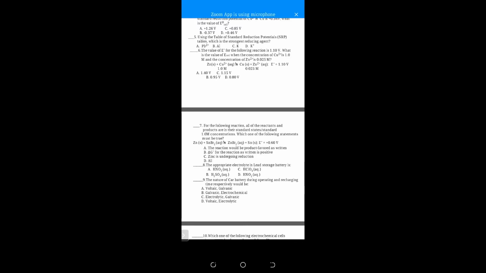Delta G must be negative and E of cell must be positive, we said. So B cannot be the answer.